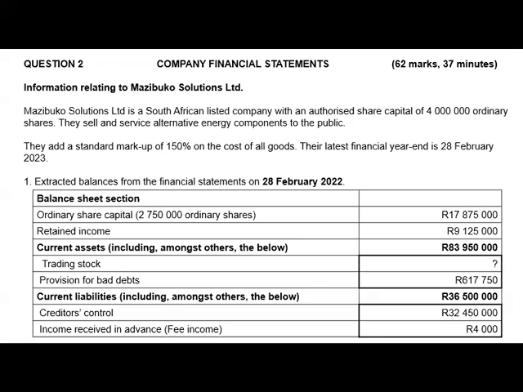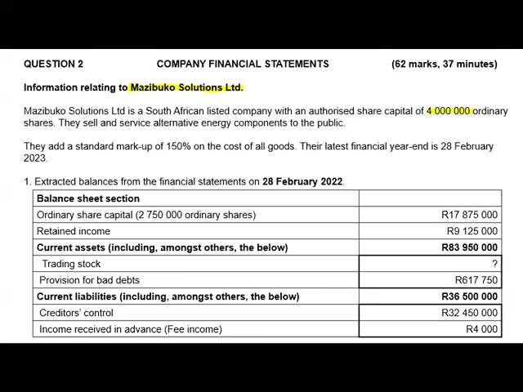Okay, it says here we have information relating to Mazibuko Limited. Before you do anything, guys, you need to first identify who you are. Who are we here? We are Mazibuko Solutions Limited, all right? Now, Mazibuko is a South African listed company with authorized share capital of 4 million.